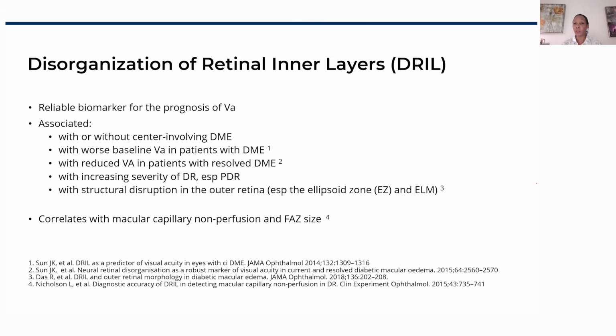And we do find patients with DRIL will have an increased thickness. They'll also have structural disruption of the outer retina, which is the key parts, the ellipsoid zone, where the photoreceptors are, and the external limiting membrane. And we've also found with the angiograms that it correlates with the macular capillary non-perfusion and the foveal avascular zone size. So the level of ischemia is worsened in patients who have DRIL.